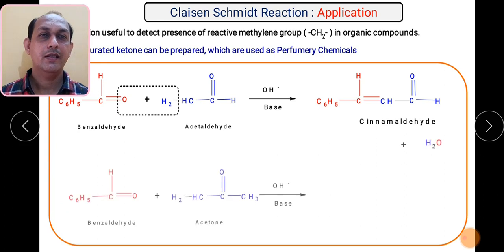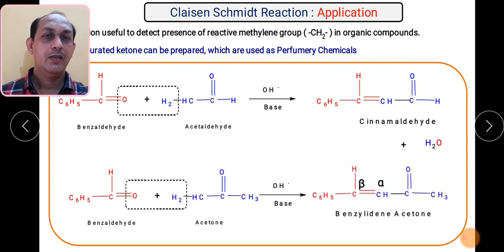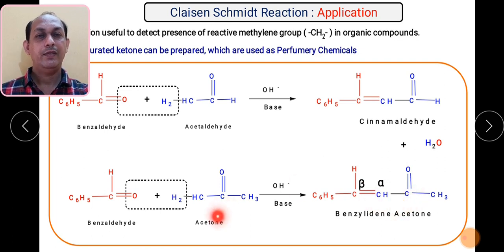Then the second case, benzaldehyde plus acetone. It forms benzylidene acetone. Water is being removed. So here benzylidene acetone is formed. In the application part, these two reactions we can take, because this benzylidene acetone is used in the perfumery industry. If you take this compound and react it with another aldehyde molecule, you will get dibenzylidene acetone. So this application part is sufficient.